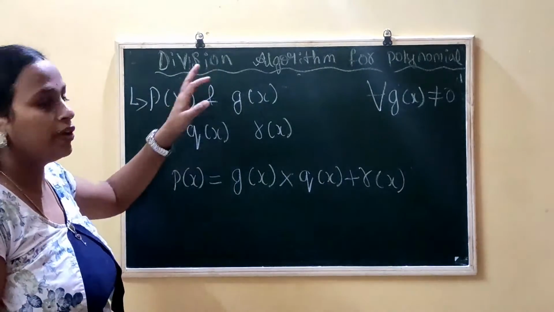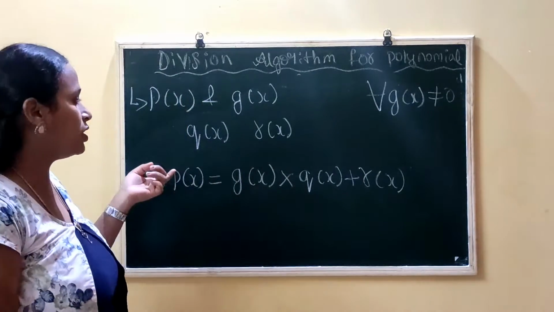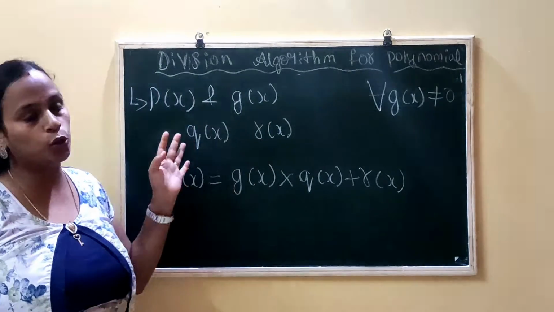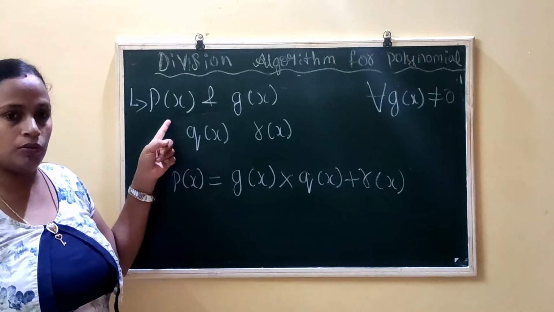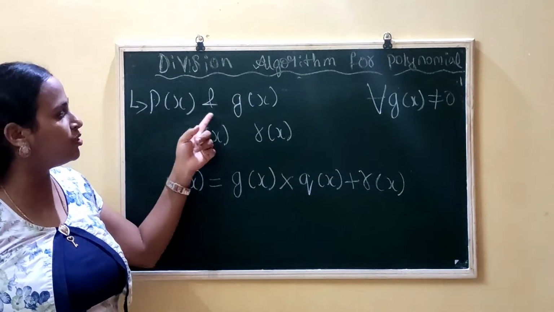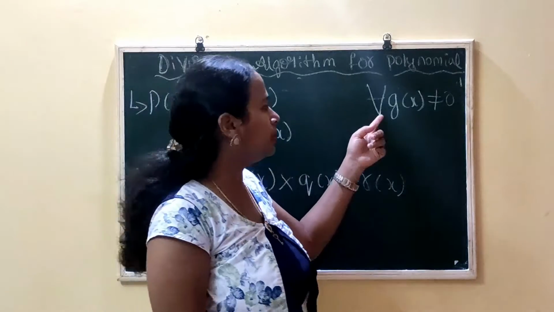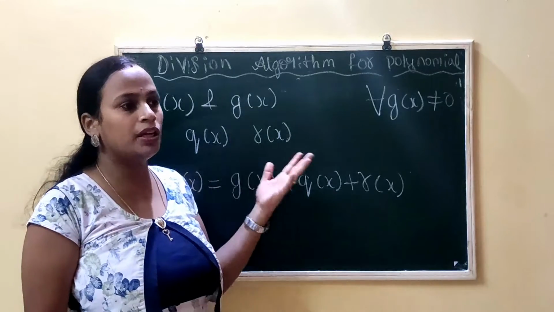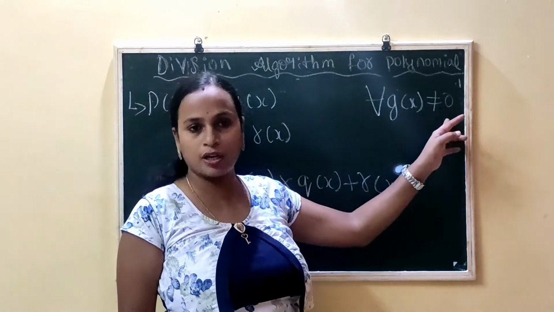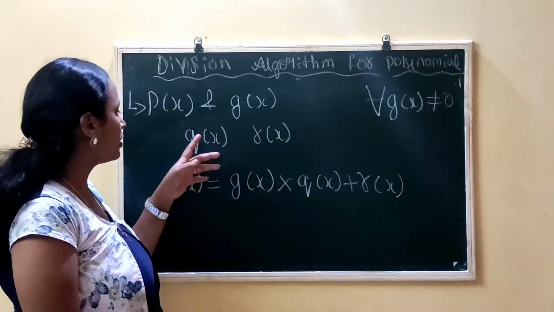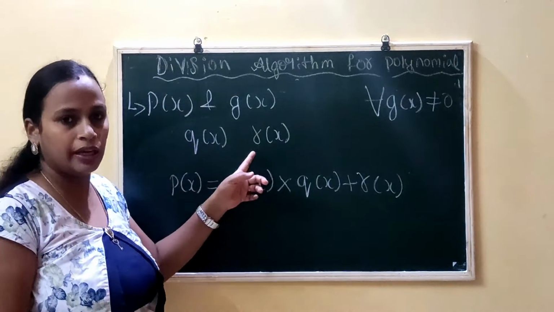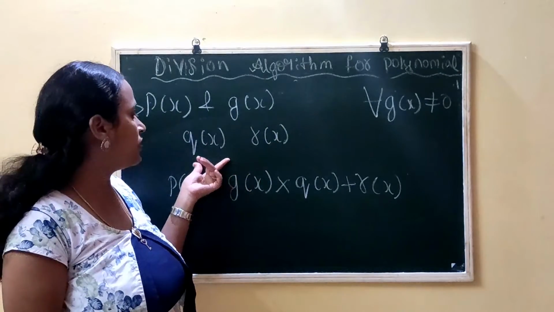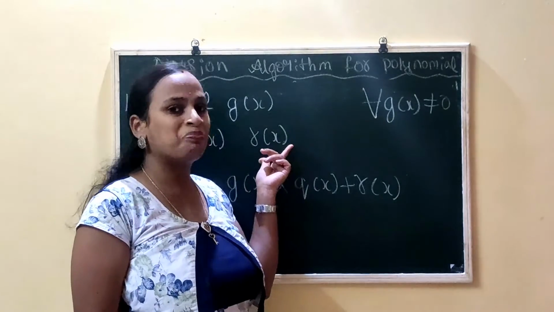Now, in order to verify the division algorithm, there is one relationship that we are going to discuss now. Let p of x and g of x be any two given polynomials. We'll assume p of x is the dividend and g of x is the divisor, such that g of x is not equal to 0, that is, the divisor is not equal to 0, and q of x and r of x indicate the quotient and remainder of the given polynomials.